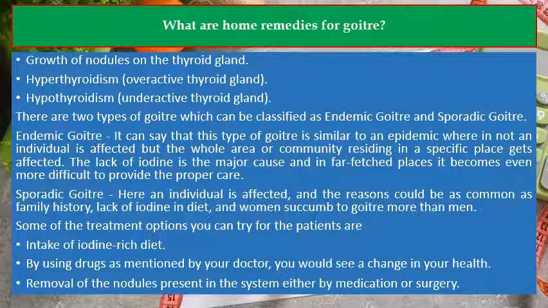There are two types of goitre which can be classified as endemic goitre and sporadic goitre. Endemic goitre: this type of goitre is similar to an epidemic wherein not an individual is affected but the whole area or community residing in a specific place gets affected. The lack of iodine is the major cause, and in far-fetched places it becomes even more difficult to provide the proper care. Sporadic goitre: here an individual is affected, and the reasons could be as common as family history, lack of iodine in diet, and women succumb to goitre more than men.